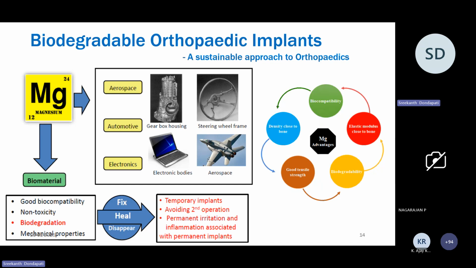So now when we consider all these factors, then magnesium is the only metallic material which can be used as orthopedic implant material. Why? Because magnesium is highly degradable. Everyone knows that magnesium is highly corrosive. It's actually a bad property, but we can use it to our advantage in this case. Magnesium having very high corrosion rates, we can use that as a degradable orthopedic implant material.